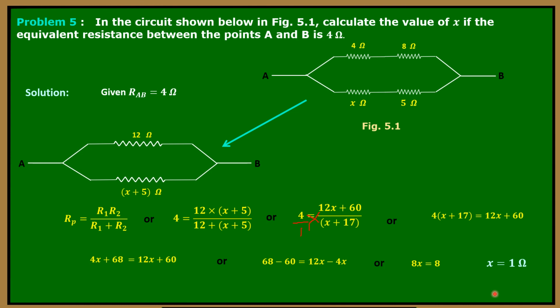Okay, so this is not the equivalent resistance, this is the value of X. Of these 4 resistors, the value of one resistor hadn't been given to us, that is the X value we have calculated. Okay, X is equal to 1 ohm.